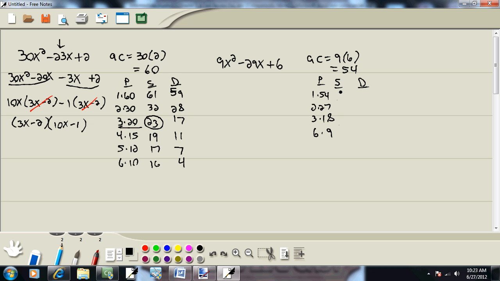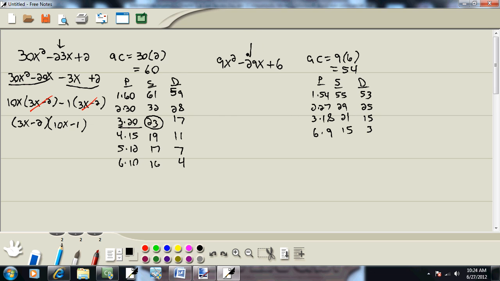Add them. 1 plus 54 is 55. 2 plus 27 is 29. 3 plus 18 is 21. 6 plus 9 is 15. Subtract them. 54 minus 1 is 53. 27 minus 2 is 25. 18 minus 3 is 15. 9 minus 6 is 3.